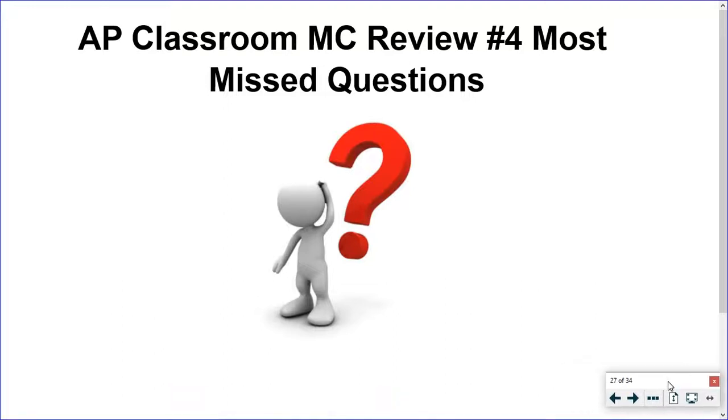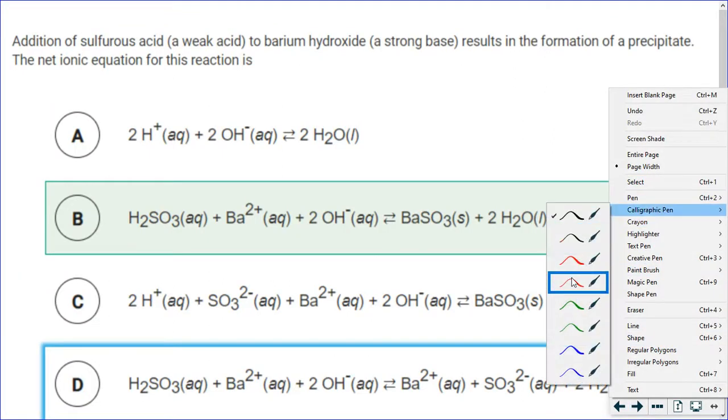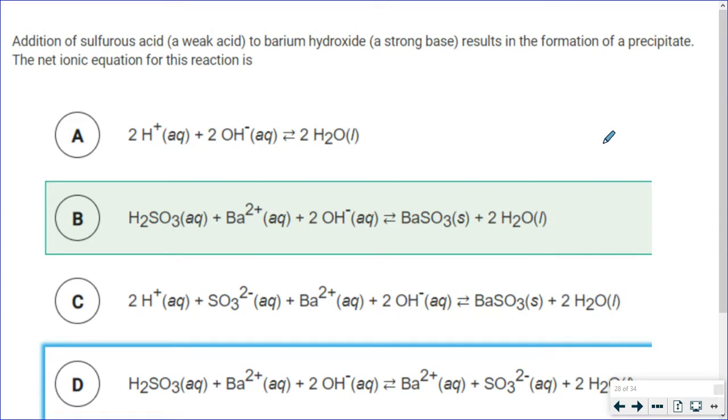All right, AP Chem, here are your answers for the most missed questions on review number 4. This particular question asks you to do net ionic equations, and there were a couple that asked net ionic equations that many of you missed. So I'm going to walk through the concepts of a net ionic equation for you.